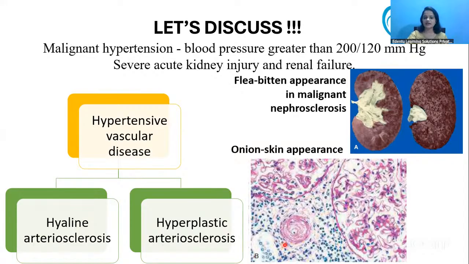Whereas in hyperplastic arteriosclerosis, you will see a typical appearance like this. Yes, this is the onion skin appearance in hyperplastic arteriosclerosis. You see this blood vessel here? Yes, that is the hyperplastic arteriosclerosis. Onion skin appearance in hyperplastic arteriosclerosis, which is typically seen in a hypertensive patient with kidney failure.